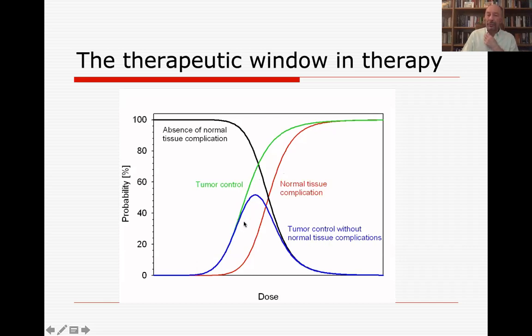So you see now this curve here, which is essentially TCP times 1 minus NTCP, and you see that the peak is around here. This is where you have the highest tumor control for this dose without normal tissue complication.